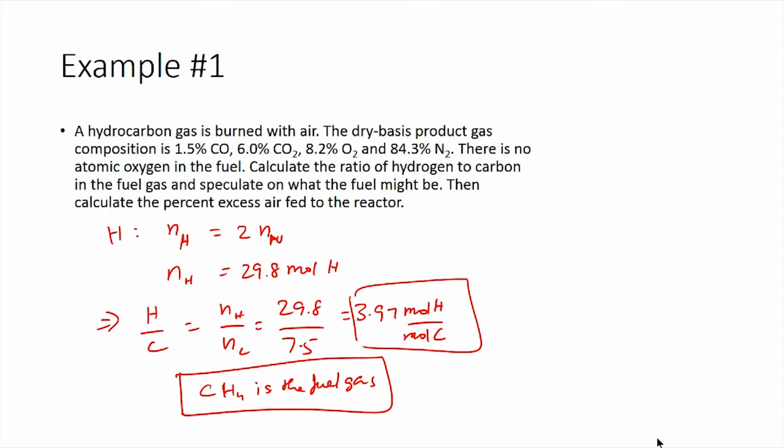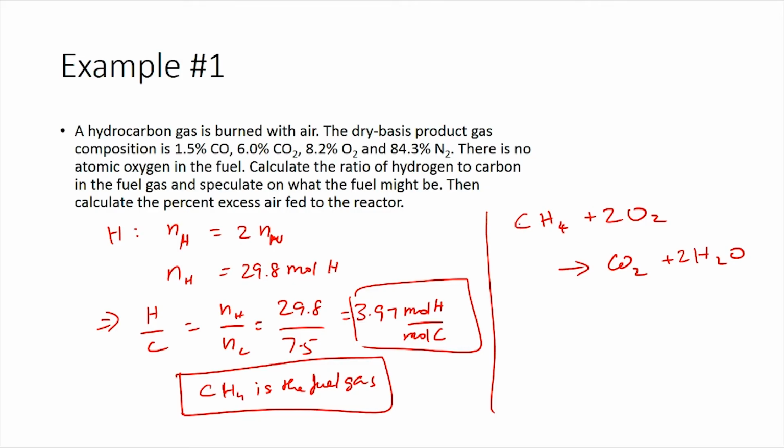For performing this calculation, we first need to identify the complete combustion reaction for the fuel gas which is used. The fuel gas we have identified to be methane. So, methane plus oxygen should form carbon dioxide plus water vapor. This reaction when balanced would be 2 molecules of oxygen reacting with 1 molecule of methane to form 1 molecule of carbon dioxide and 2 molecules of water. So, this would be a balanced reaction.